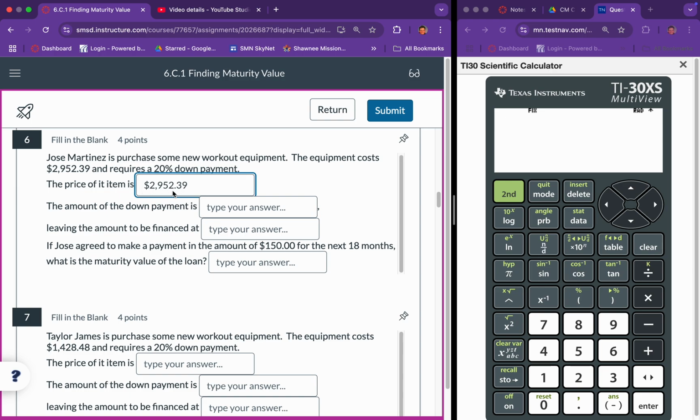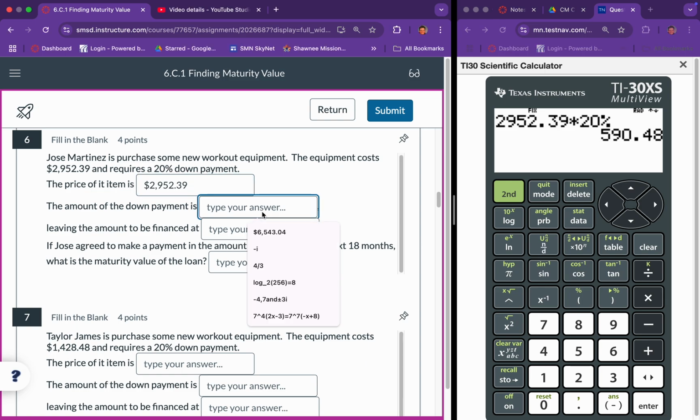He doesn't have $2,900 right now in his pocket. They're going to charge him 20%. So we're going to take $2,952.39 and we're going to multiply it by 20%. So he is going to give the store today, standing there on the spot, $590.48. So that's what he's going to give him in cash. Or maybe he puts it on a credit card, which is a bad plan. But maybe he's going to pay that anyway.